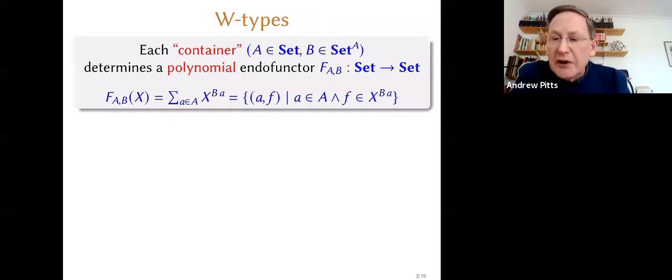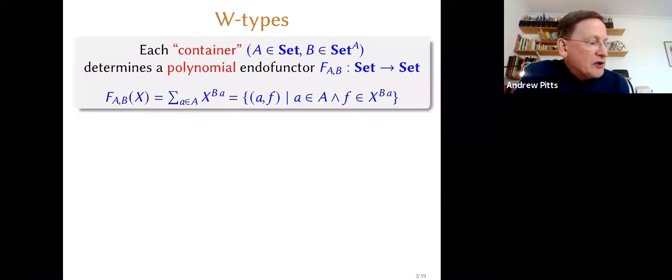A W type is an example of an initial algebra for an endofunctor. Let's just do it in the category of sets. If I start with a so-called container, that's specified by a set A and an A-indexed family of sets B, we can associate with that a functor from sets to sets, a so-called polynomial endofunctor determined by that container. What the functor does at X is just to give this disjoint union of exponentials. Concretely, F of X consists of pairs, namely an element a of the set A and a function f from the associated set B_a back to X.